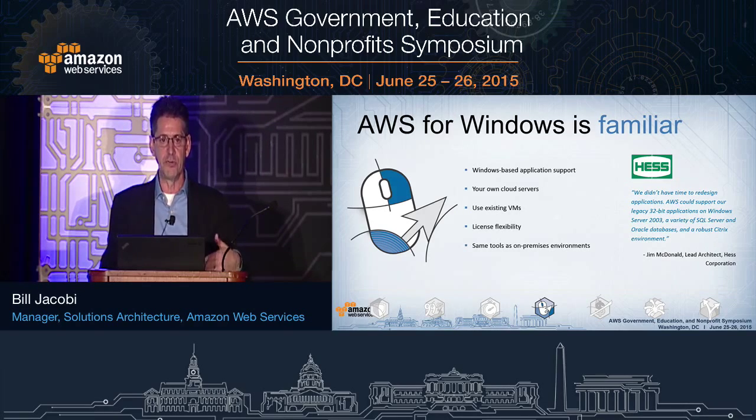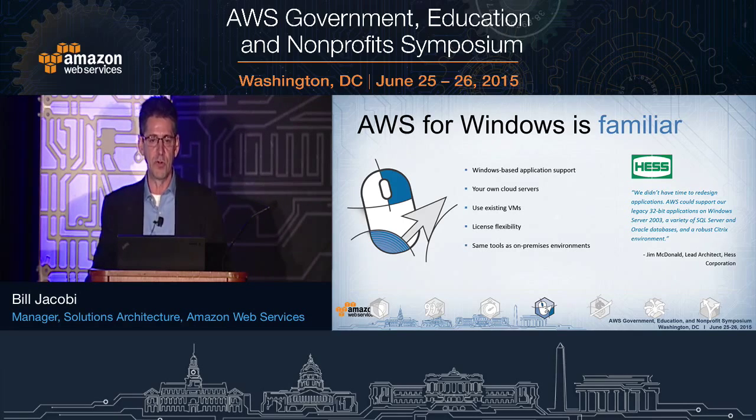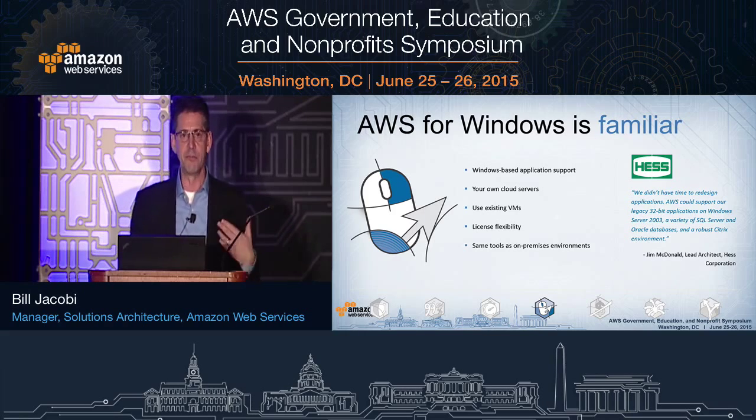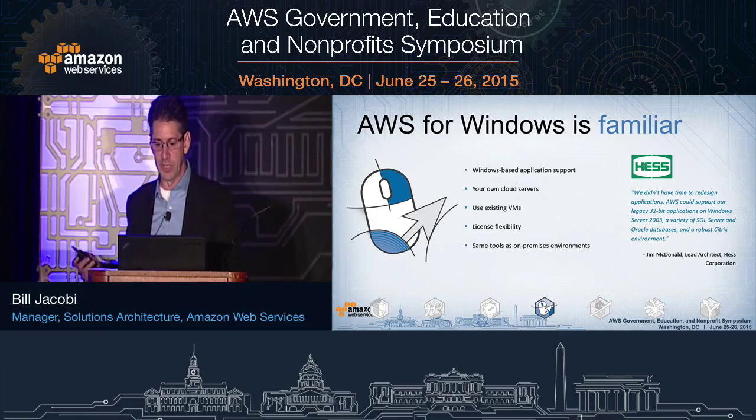Running a Microsoft instance or a Windows instance on AWS and having it talk to networking and talk to DNS and talk to DHCP and talk to domain controllers, all of that kind of normal stuff that you're used to continues to run just fine in the cloud.